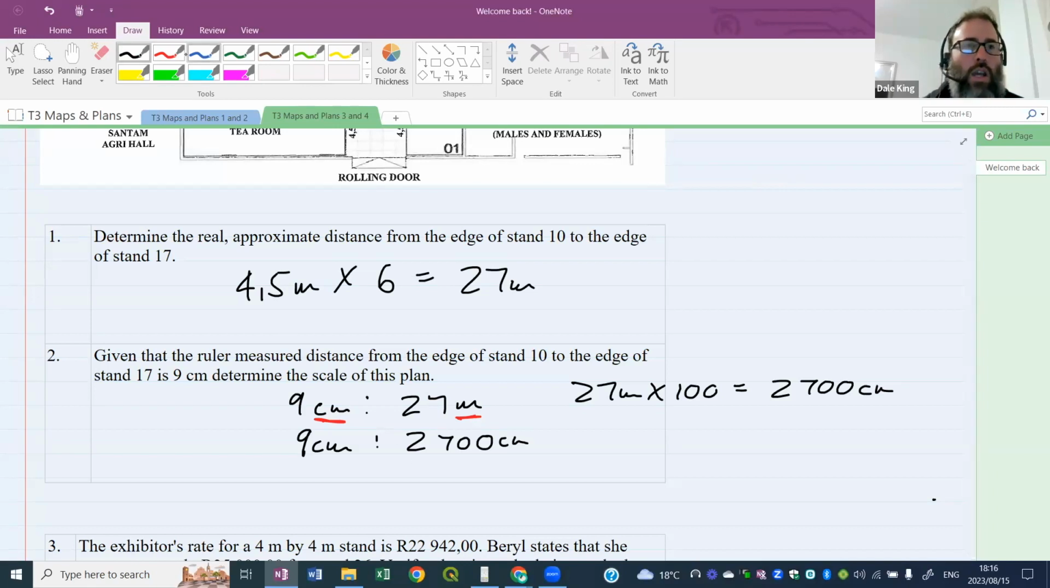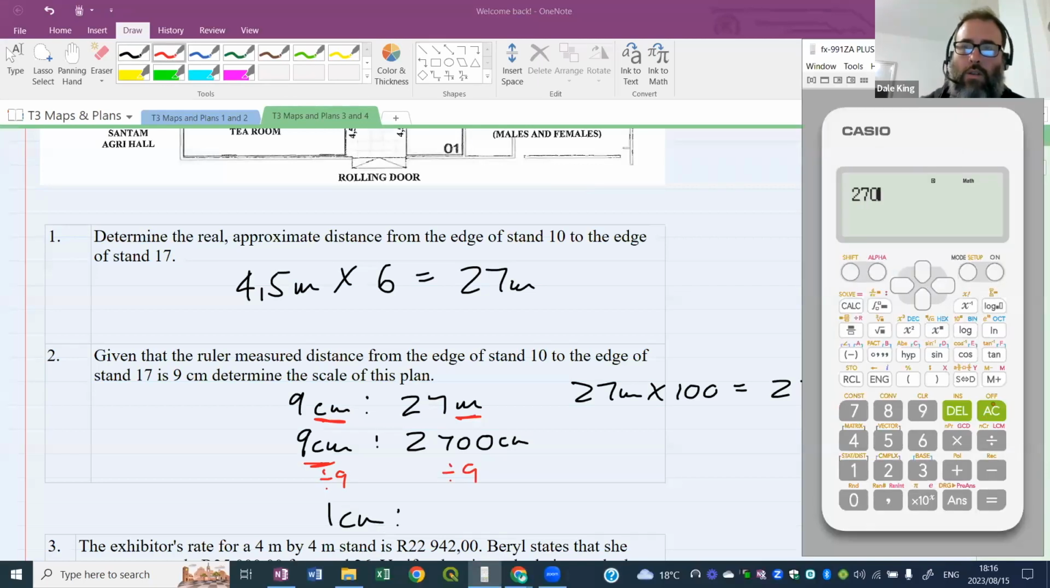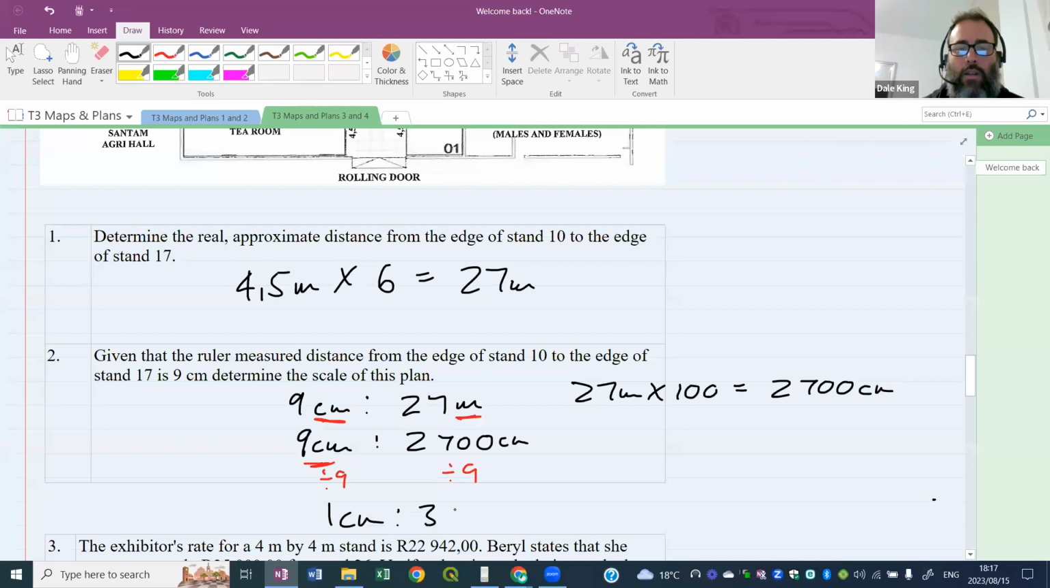So we've got the same units now. We can continue. We need to change this 9 to a 1 and do the same to the right-hand side. So how do we change 9 to 1? We divide it by 9, right? So we divide this by 9, and we get 1 centimeter. What we do to the left, we do to the right. So 2,700 divided by 9. Get the calculator. 2,700 divided by 9 is 300. There we go. You don't have to write the units now because they are the same, and this is the correct ratio. So 1 is to 300. It's the same units now. That's what we want.